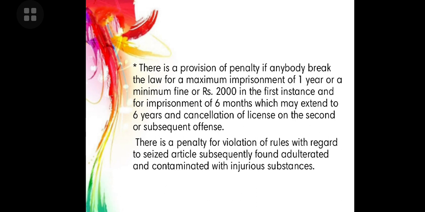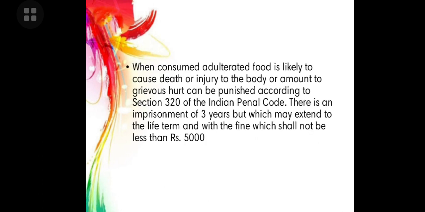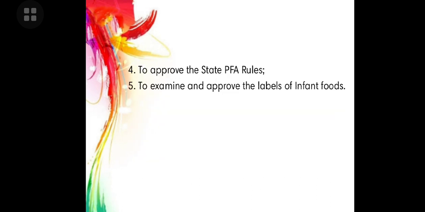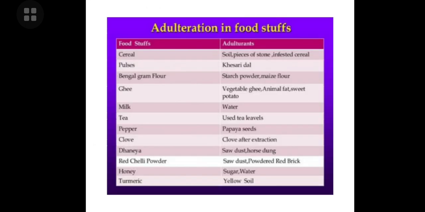There is a penalty for violation of rules with regard to a seized article subsequently found adulterated and contaminated with injurious substances. When consumed, adulterated food likely to cause death or injury to the body or amounting to grievous hurt can be punished according to Section 320 of the Indian Penal Code. The role of the central government in the Food Adulteration Act: to conduct examination for chemists for their appointment as public analysts under the Act, to organize training programs for various functionaries under the Act, to approve the state PFA rules, and to examine and approve the labels of infant foods.